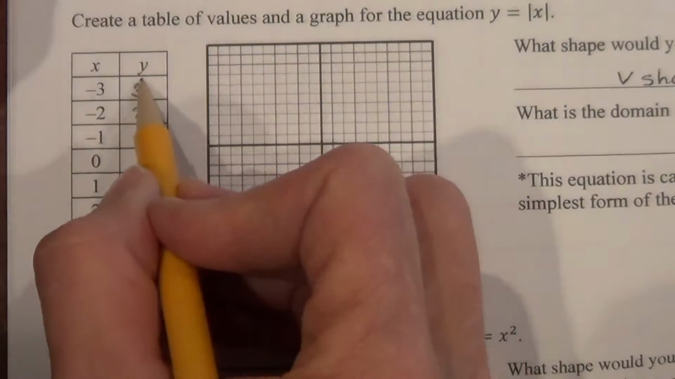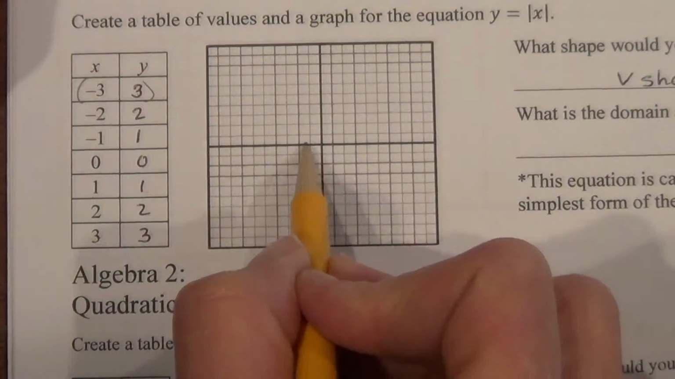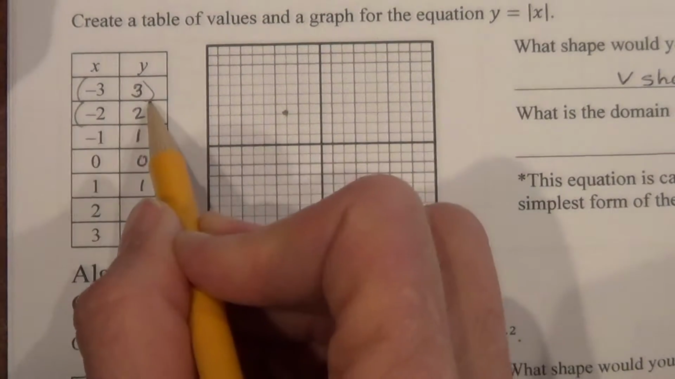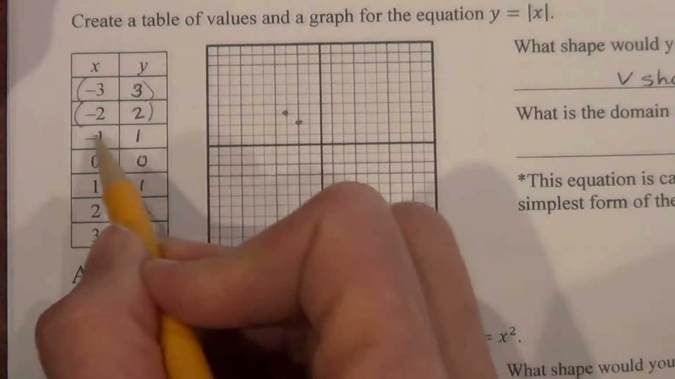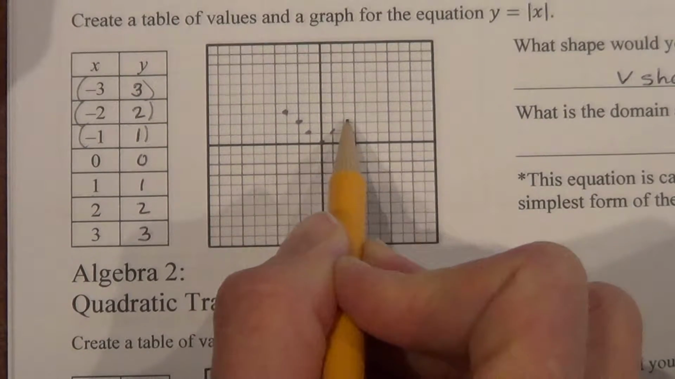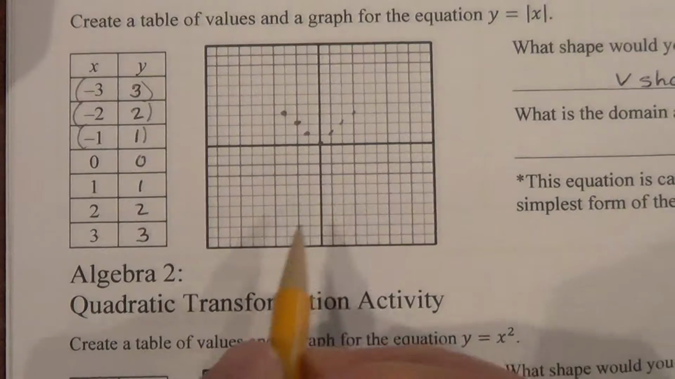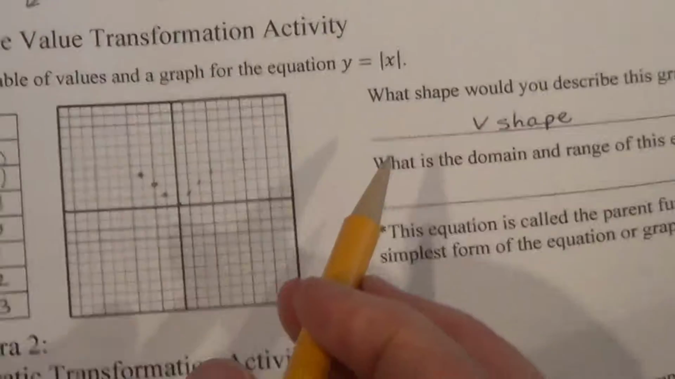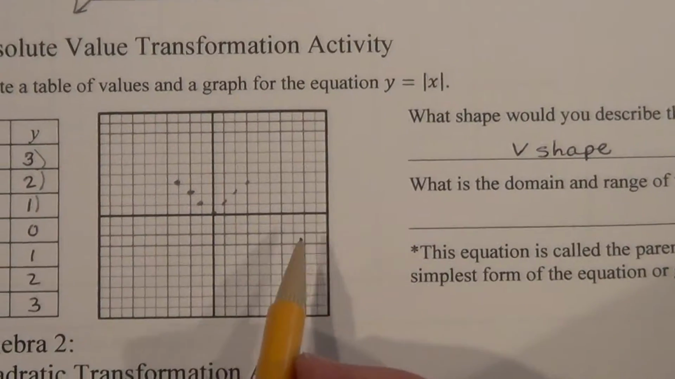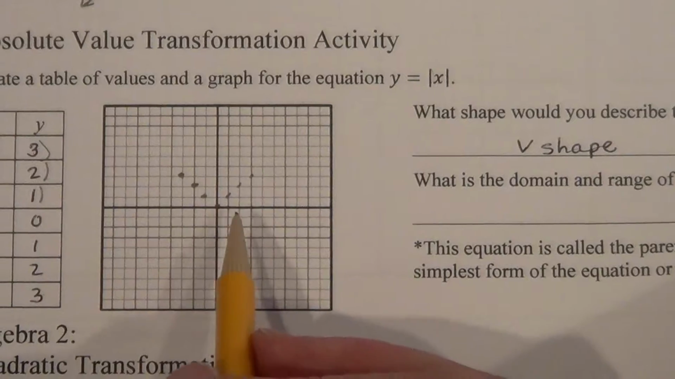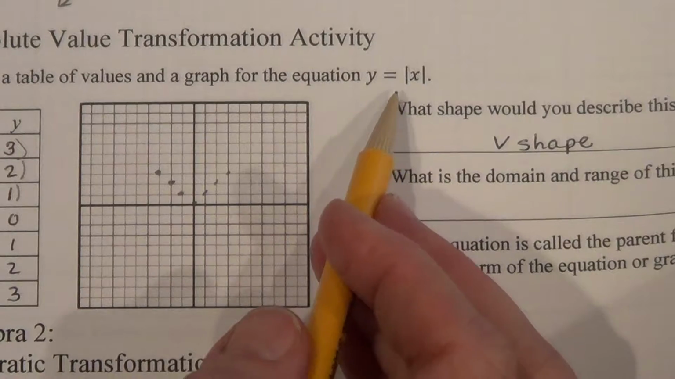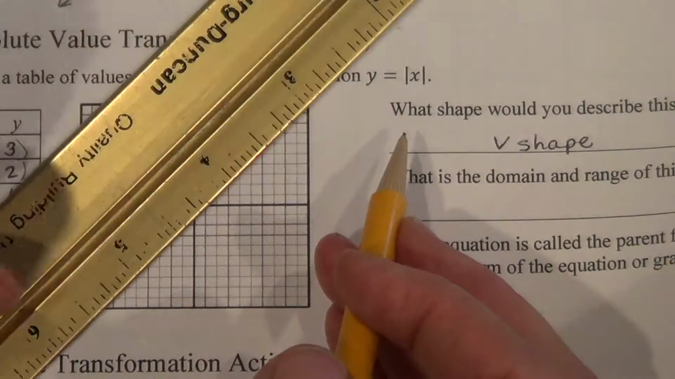So when we go out and we put these into points and graph them, we find at -3, we're up here at 3. At -2, we're at 2. -1, we're at 1, 0, 1, 1, 2, and 3. So we find that when we manipulate the x value with an absolute value sign to get our output, we end up with a V shape in the graph. Anytime you see an absolute value and you're graphing it, you should end up with a V shape.